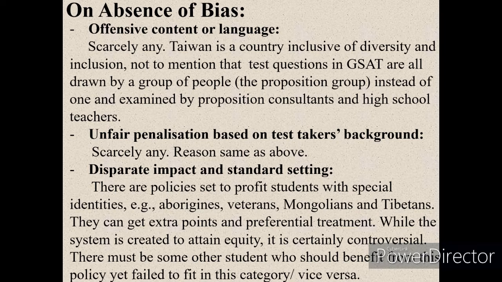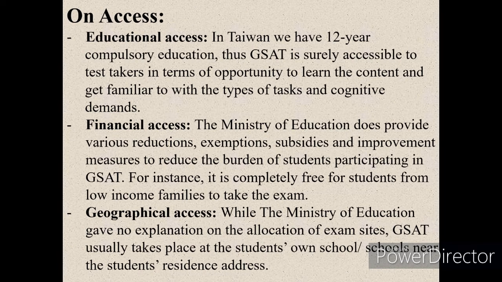Third, disparate impact and standard setting. There are policies set to profit students with special identities. For example, Aborigines, veterans, Mongolians, and Tibetans. They can get extra points and preferential treatment. While the system is created to attain equity, it is certainly controversial. There must be some other students who should benefit from this policy yet fail to fit in this category, vice versa. Then I will talk about the access, educational access.